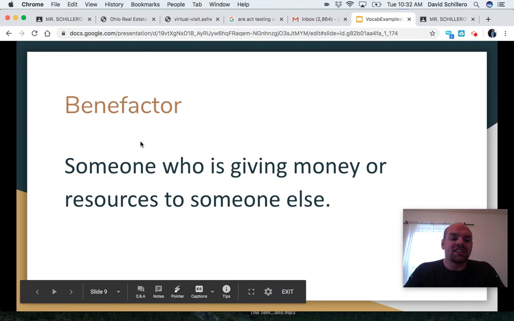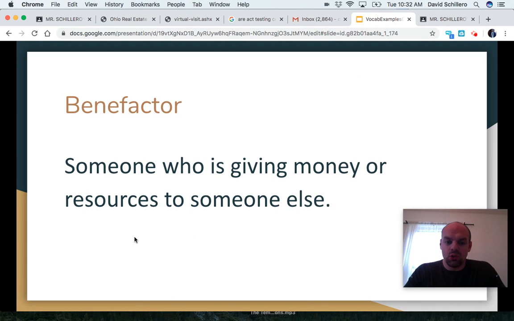Our next word is benefactor. This means someone who is giving money or resources to someone else. So maybe there's a really rich guy in the neighborhood who decides to go ahead and give you a car for your birthday. That would mean that he is now your benefactor, okay?